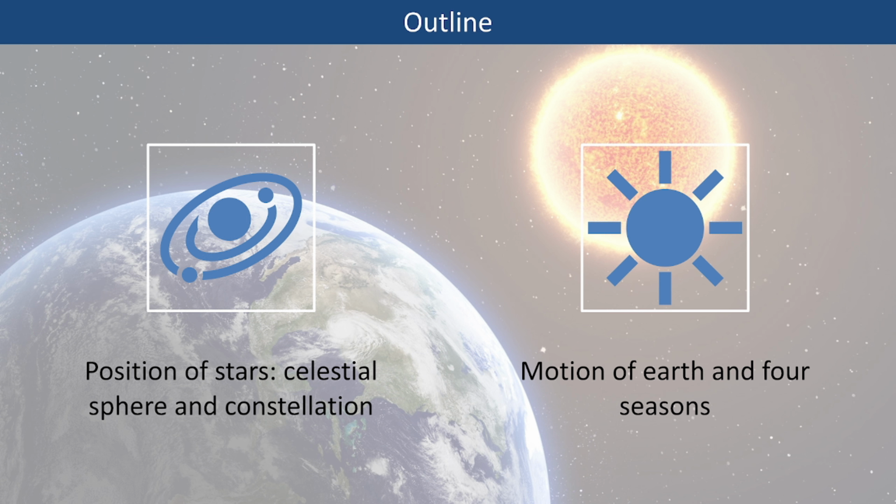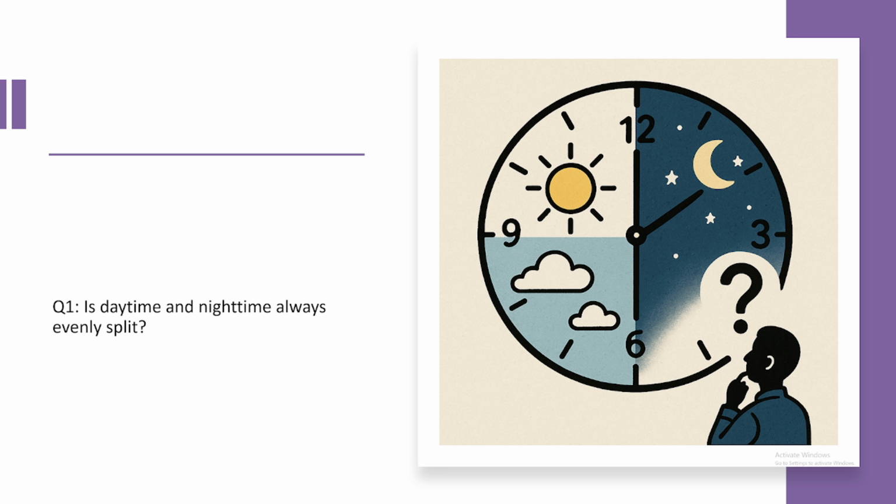Okay, so for the rest of the time, let's quickly talk about the motion of Earth and the 4 seasons. I want you to put two questions in your mind. Question 1: because the Earth is spinning about its own axis, the Sun always lights up half of the Earth and leaves the other half in shadow. The first question you want to ask yourself is, does it mean that the daytime and nighttime are always evenly split?